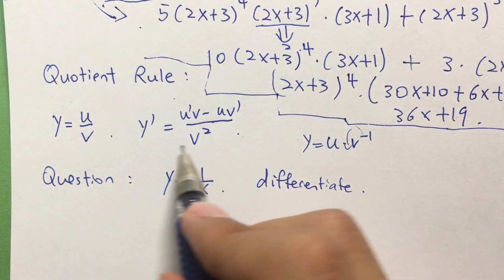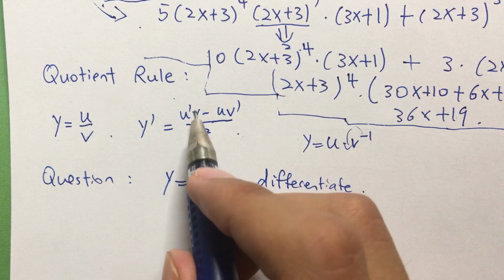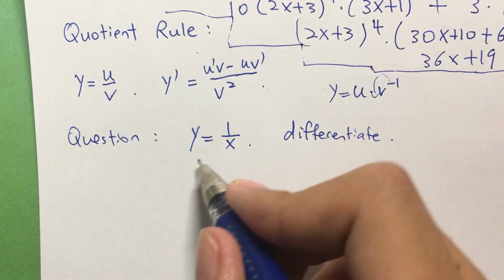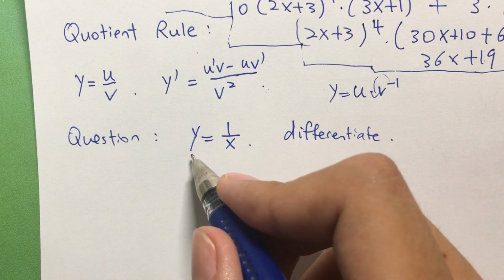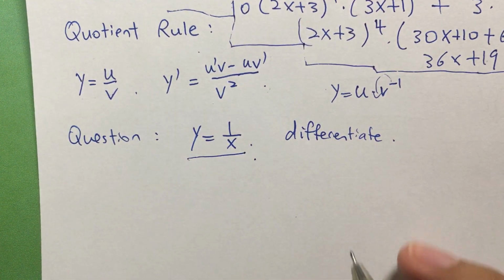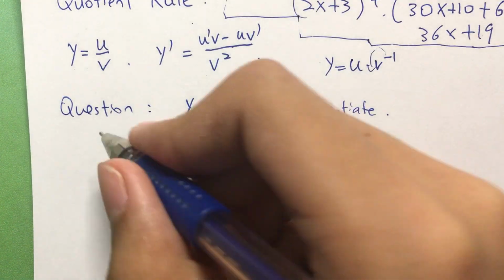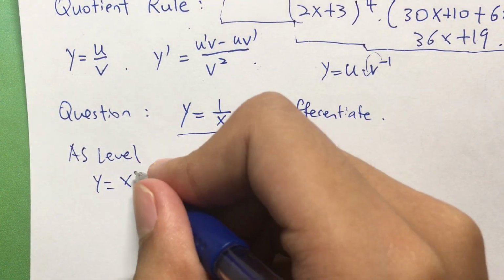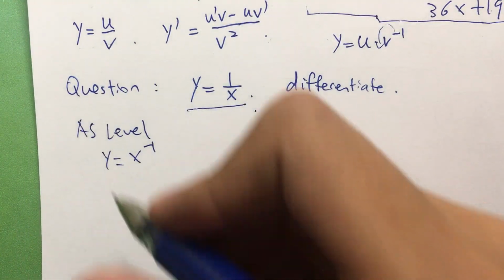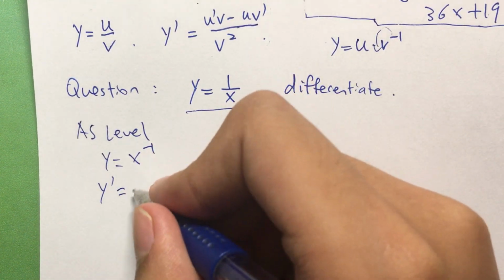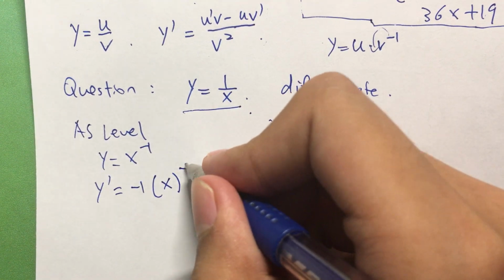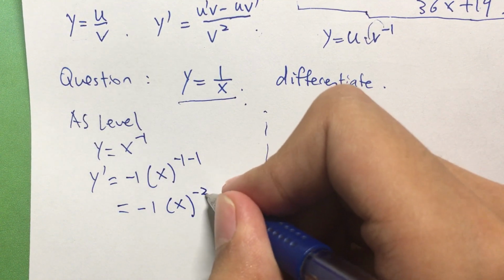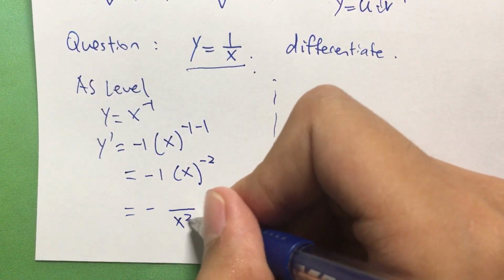There is a formula here, which is y dash is equal to (u dash v minus uv dash) over v squared. So now let's try this question that y equals 1 over x. We can do this in two ways. The first way we learned in AS level, which is y equals x to the power of -1, and y dash is equal to -1 brought down, which becomes -1 times x to the power of -1 minus 1, which becomes -1 times x to the power of -2, which is -1 over x squared.